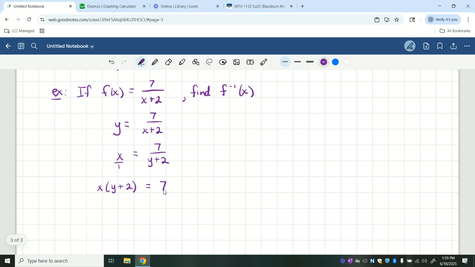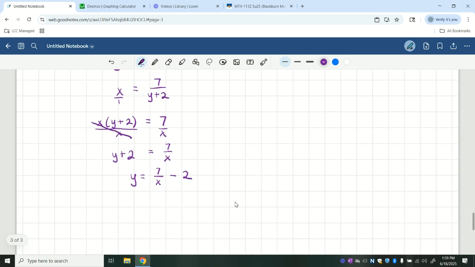Now I'm trying to get y by itself. So you know what I would do? I would divide both sides by x here. So I get, those cancel, we get y plus 2 equals 7 over x. So then y equals 7 over x minus 2, if I subtract 2 from both sides. Last step, put f inverse of x in for y. And we get f inverse of x equals 7 over x minus 2.